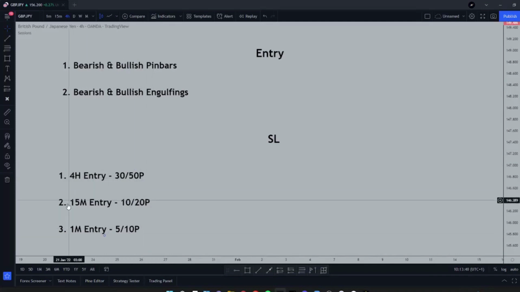Okay. Now, if you have a 50-minute entry in a 4-hour zone, usually the stop loss is between 10 and 20 pips. Okay. And for a 1-minute entry in 15-minute zones, the stop loss is usually between 5 and 10. Okay. Guys, remember, these are averages. This is not a strict rule.